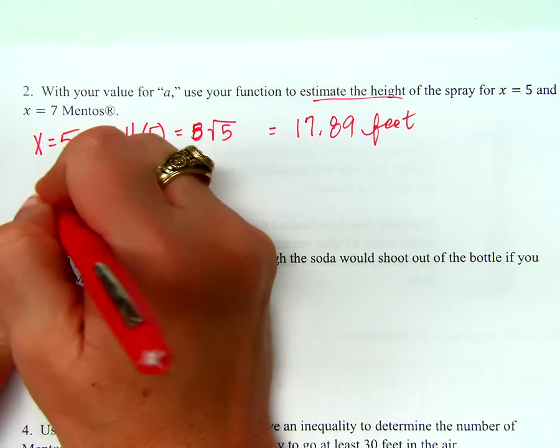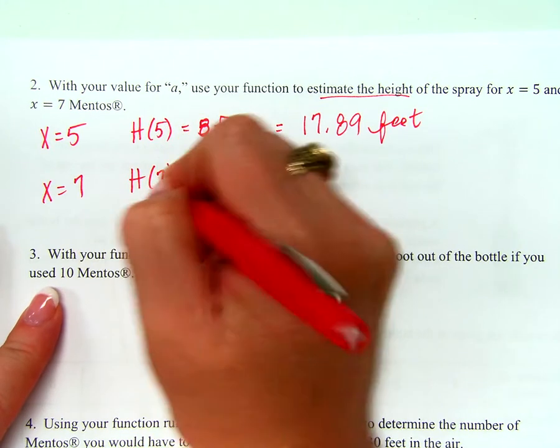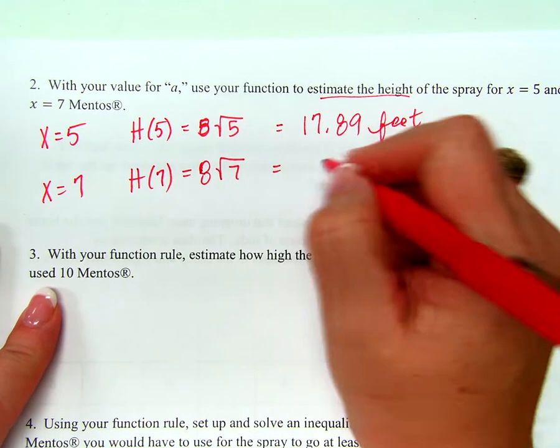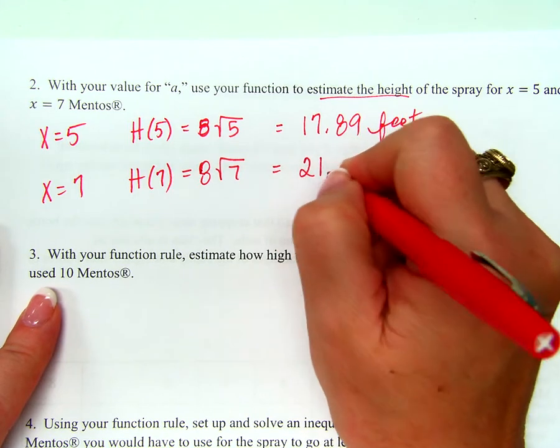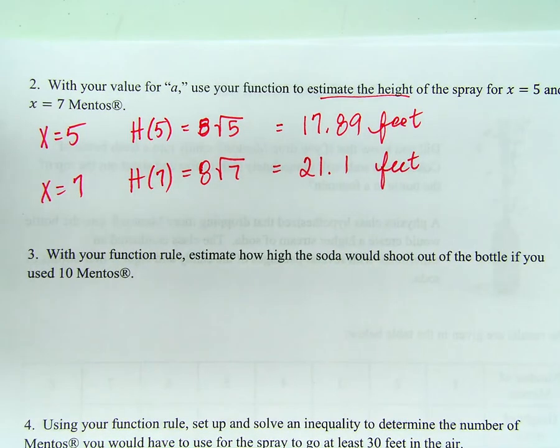What about when x is 7? H is 8 times the square root of 7. And you said it's what? 21.1 feet? Okay, before I go on, I need to make sure those answers make sense.